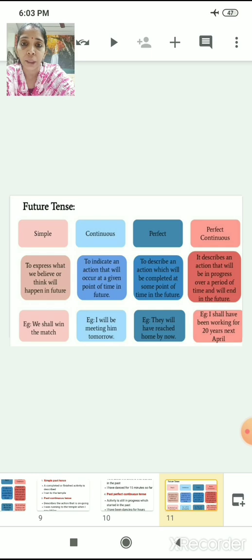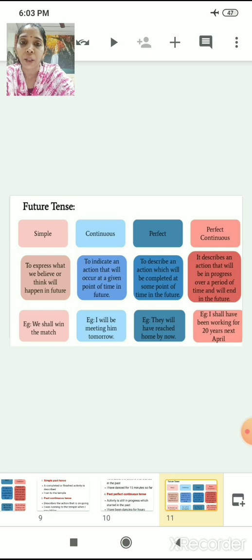It describes an action which will be completed at some point of time in the future. Okay, so at some point of time in the future, an action will be completed. For example, they will have reached home by now. Okay, and the last type is future perfect continuous.